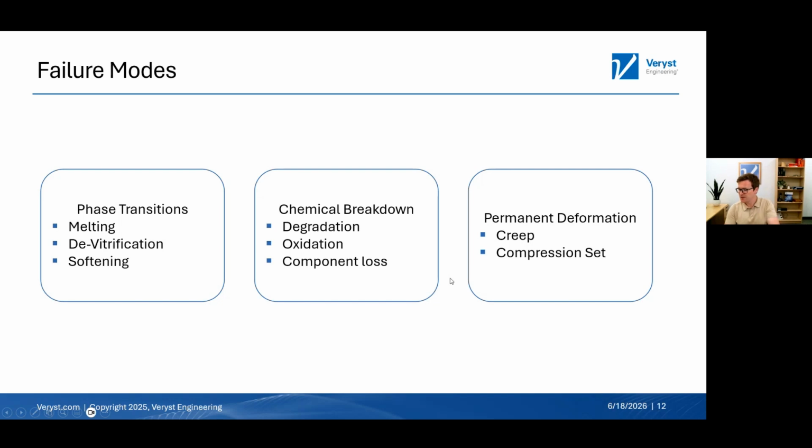Sorry, I see there's a question. Someone asked, are inorganic fillers possible to add only to thermoplastic polymers? No, of course not. You can add inorganic fillers to thermosets. That's a very common strategy for thermosets as well.